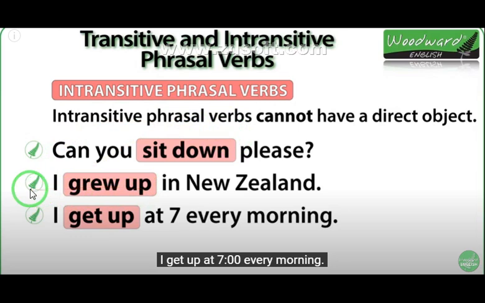Grew up here is بمعنى يعني يتربى أو تربيت أو كبرت في هذه الدولة. Now, grew up here is an intransitive phrasal verb. I get up. أنا بستيقظ at 7 every morning. Okay, so there is no object after get up. Okay.